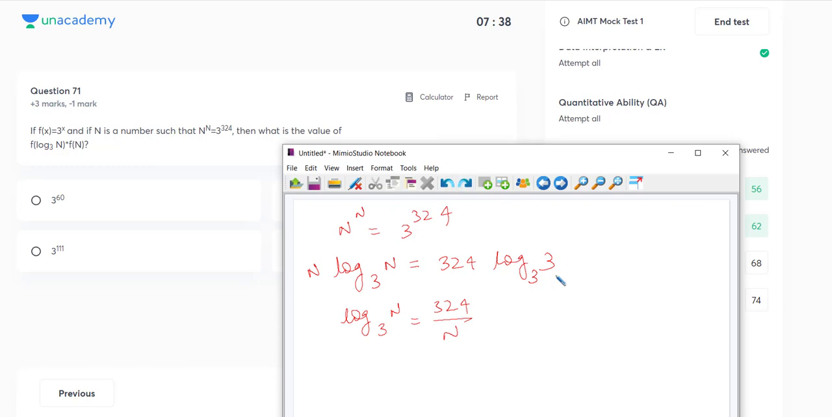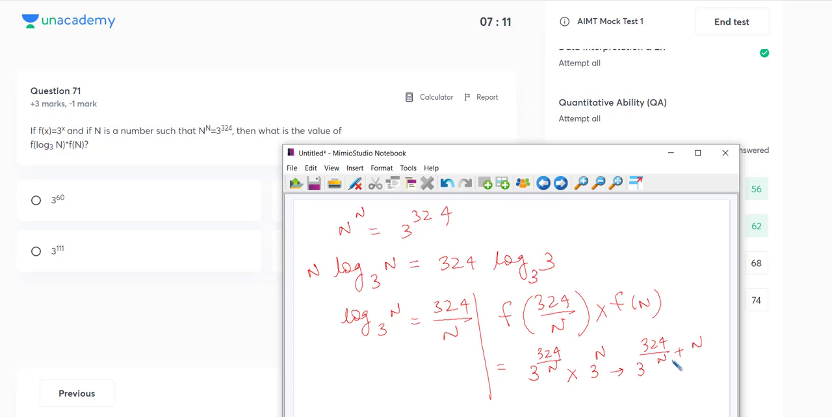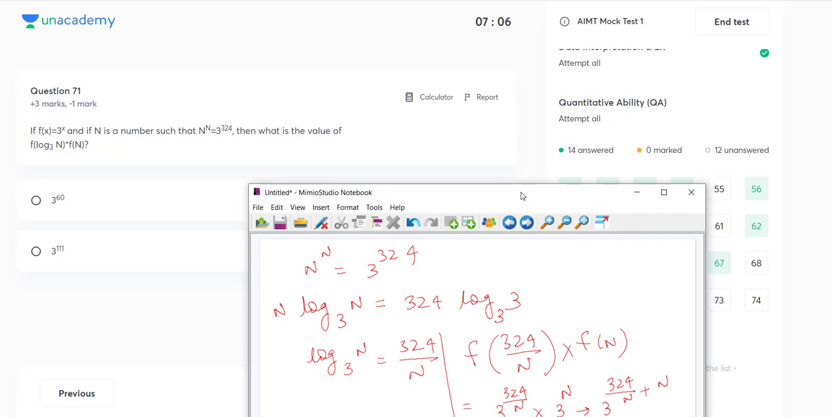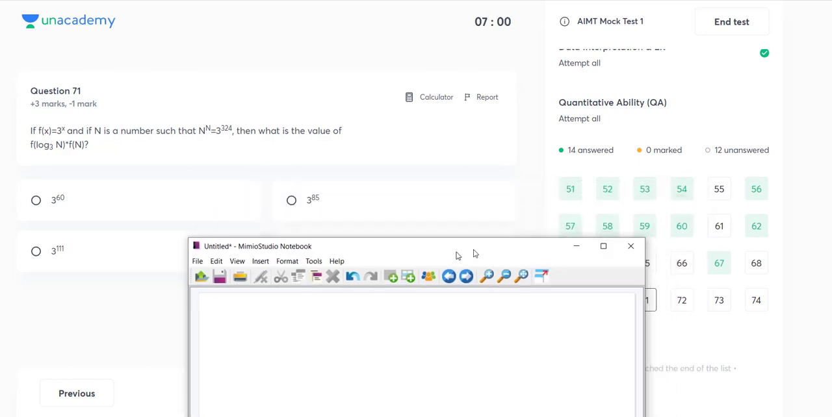Okay, so now we need to find f of 324 divided by n into f of n. F of x is equal to 3 to the power x, so this is 3 to the power 324 by n into 3 to the power n. So over here, 3 to the power 324 divided by n plus n. Okay, so what do we need to do next? One second, what is the value of this? I think we should skip this. Let's go to the next question.